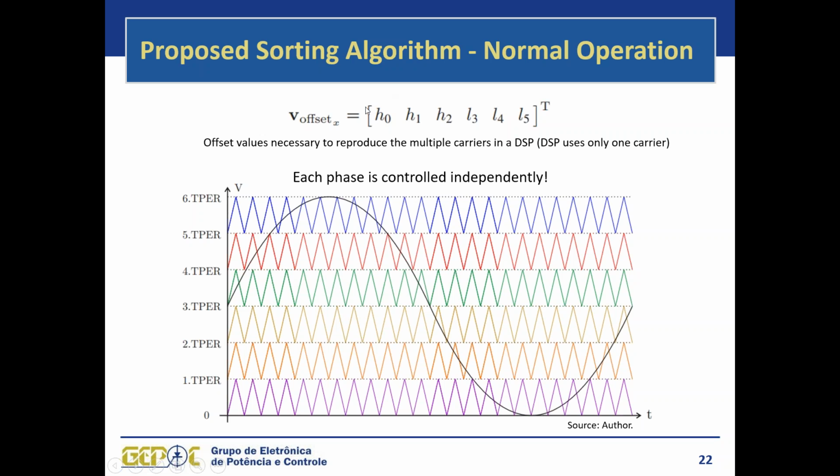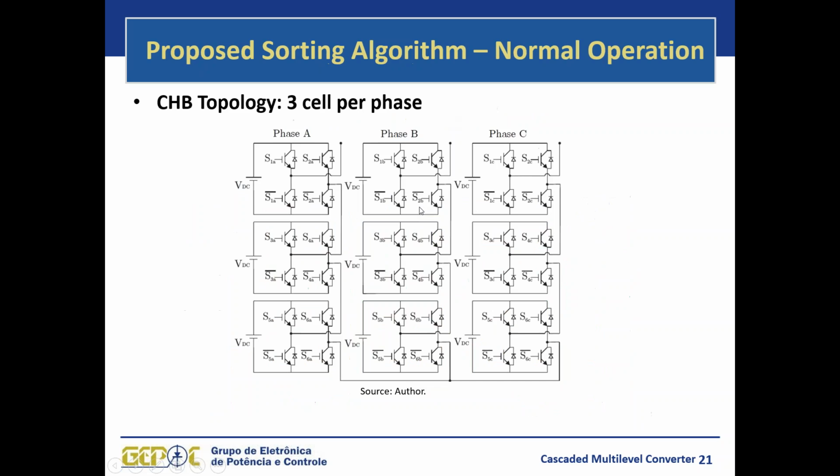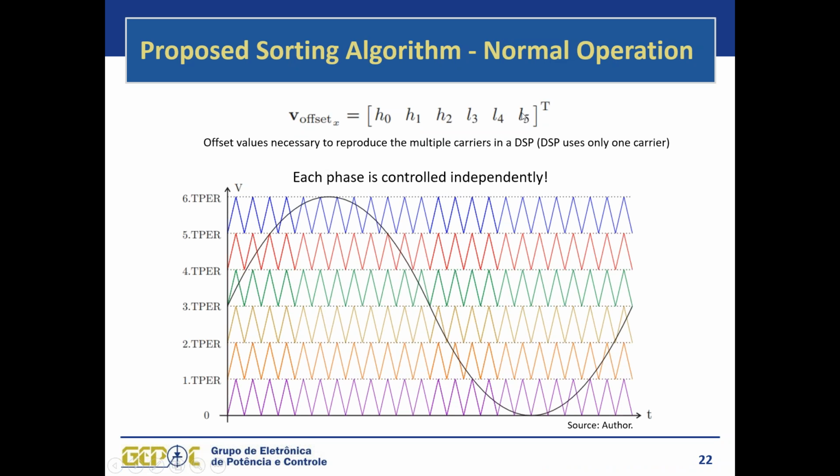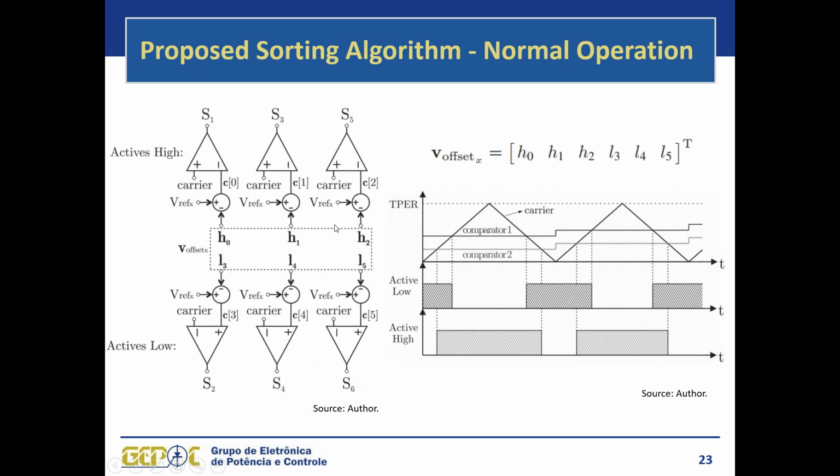So here, the first 3 positions of this vector are related to the upper switches of the cells, that is S1, S3, and S5 for this configuration with 3 cells, that are configured as active high. And S2, S4, and S6 are the last 3 positions of the vector and are configured as active low. So this active high and active low nomenclature comes from the operation of the DSP.